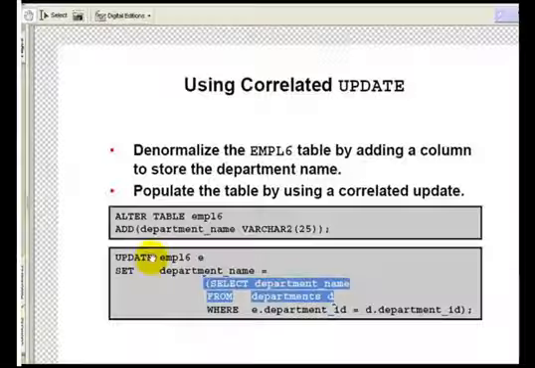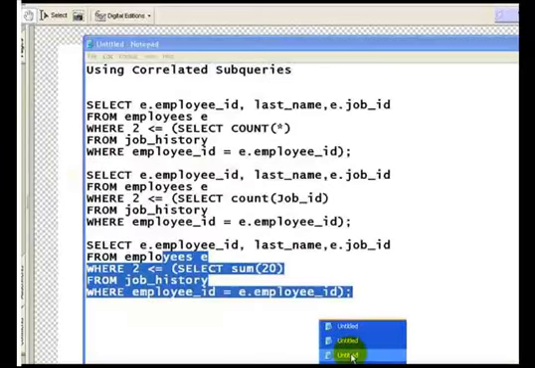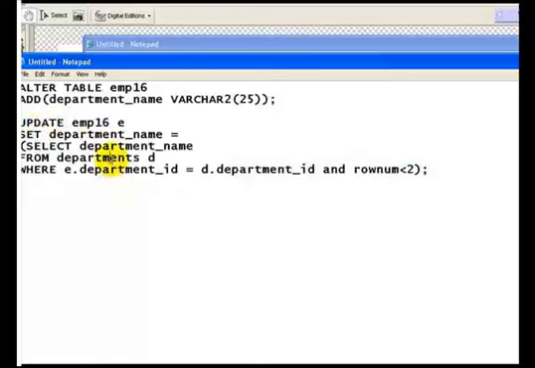Now, we would like to update this department name column with the value that we are selecting from the department name in the department table. So we're adding a column of the department table to the employee table, or EMP16. Let me show you this example. Let's go to the third example, and this is the example that I have right here.